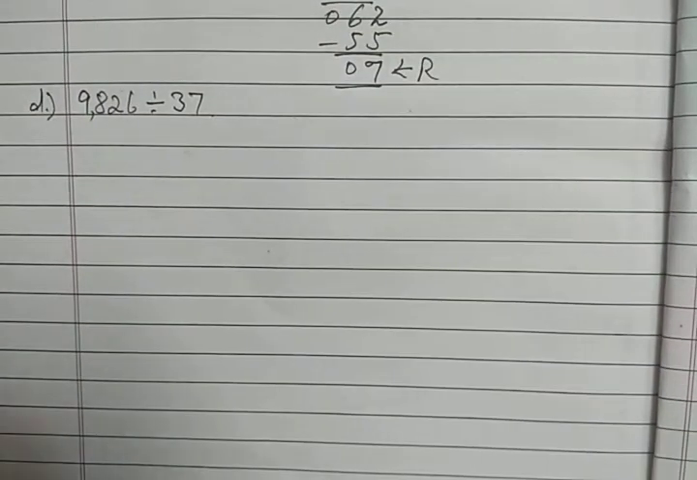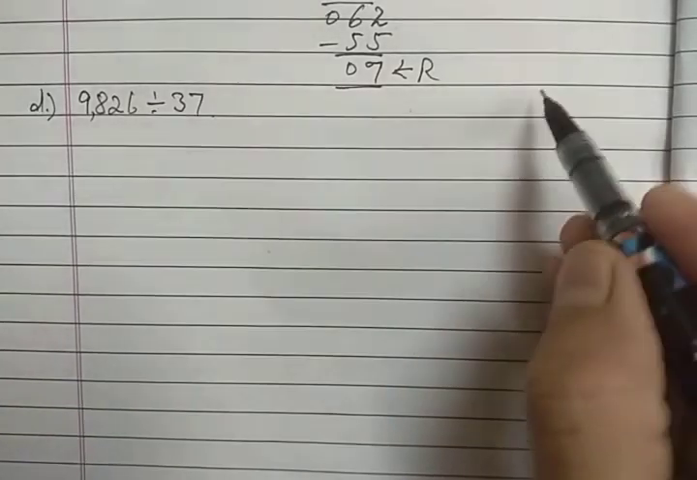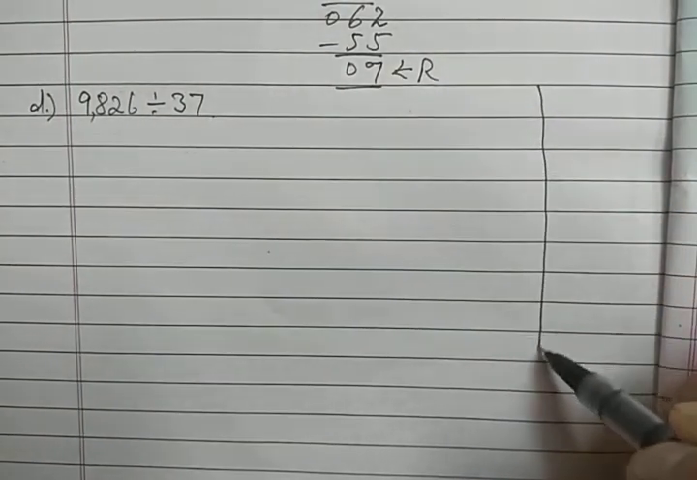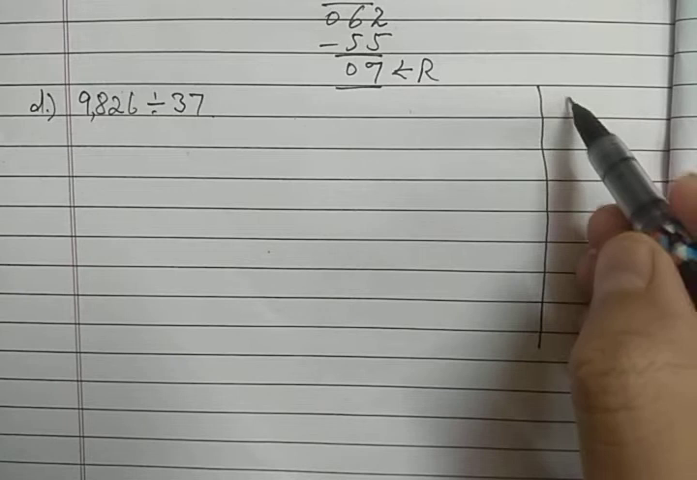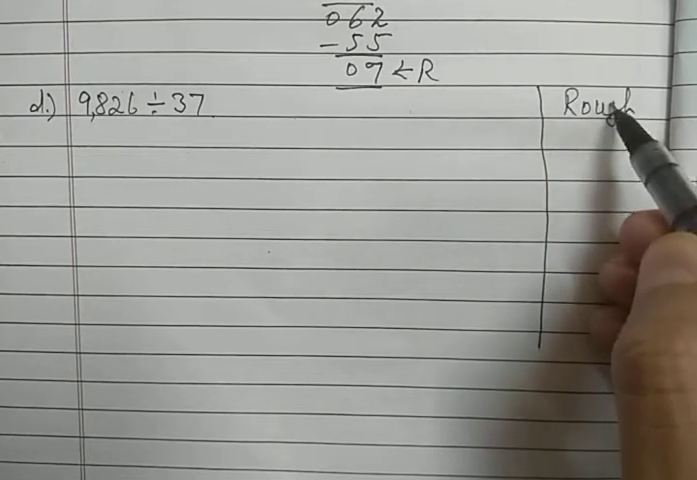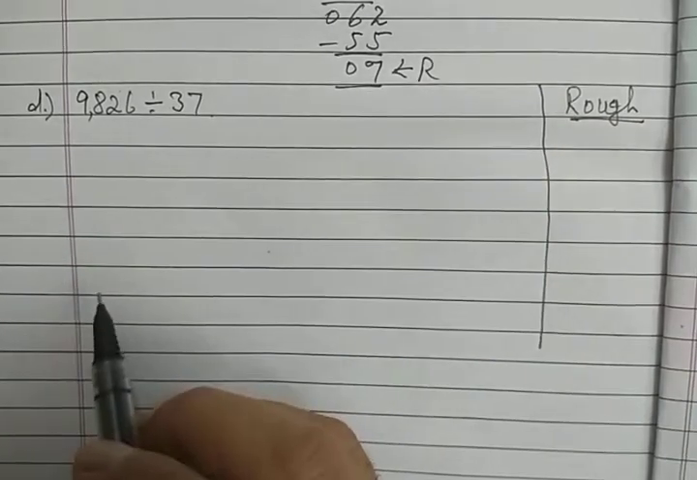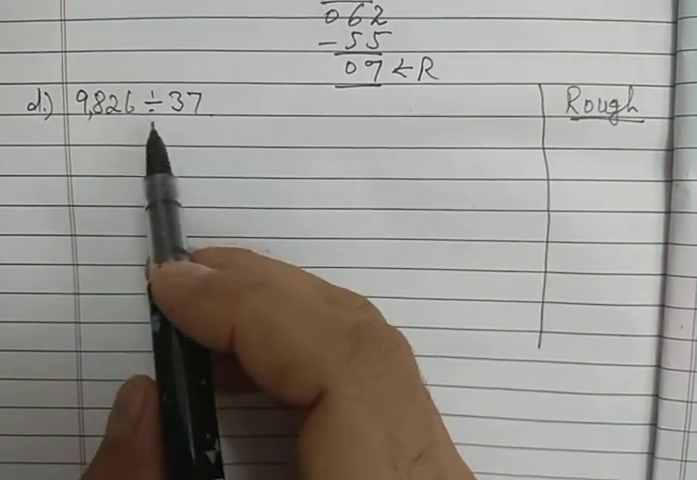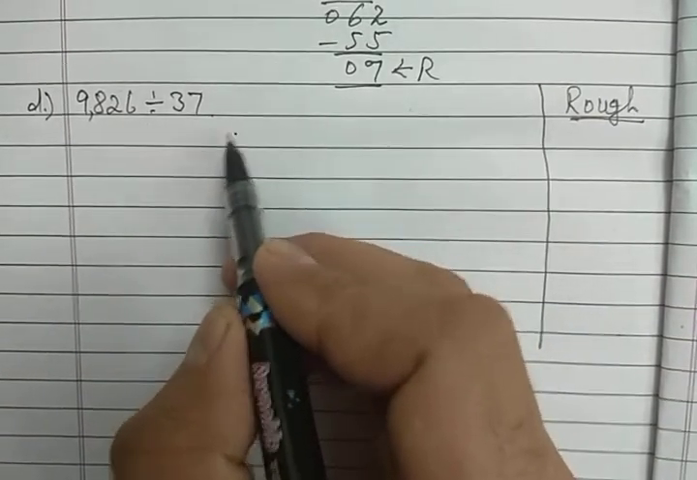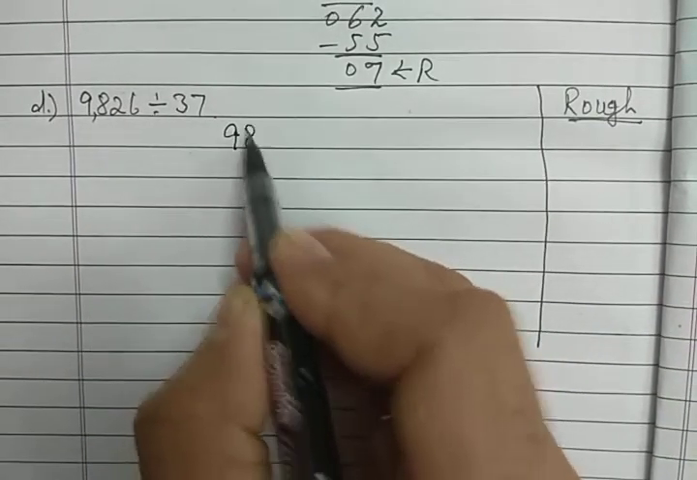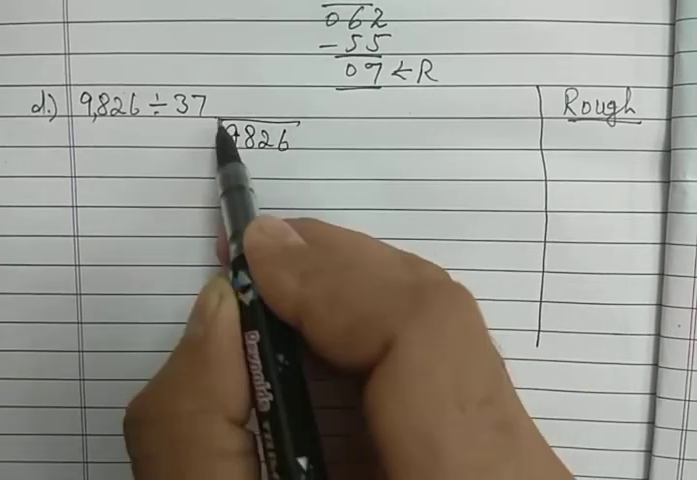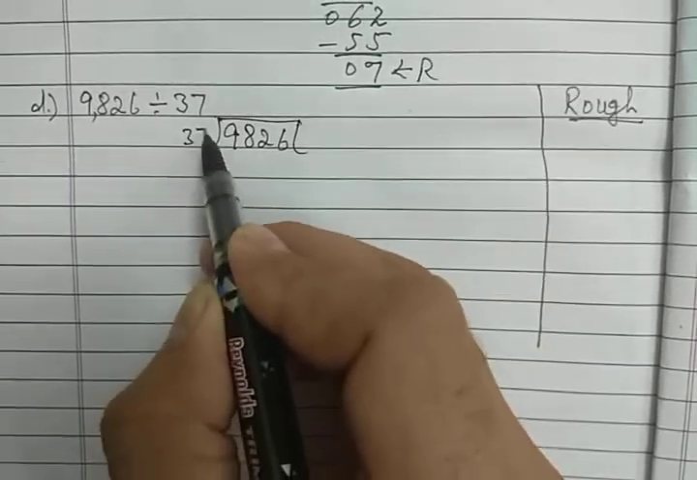What I have told you, just write the table, make the table on the right side, that is in your rough part. Here on the right side you do the rough work. Now divide it. 9,826 divided by 37.